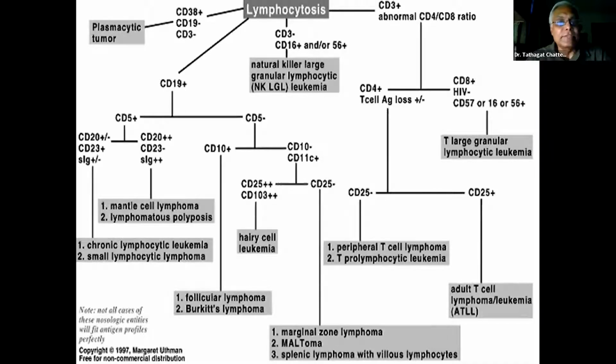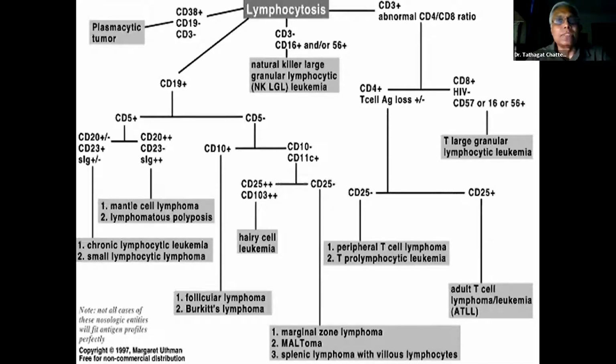If the CD5 negative subsets are further CD10 negative, but CD11c positive, go ahead and do a CD25 and a CD103, which are strongly positive. You're dealing with a hairy cell leukemia. If the CD10 negative and CD11c positive subsets are CD25 negative, you are dealing with a marginal zone lymphoma, a myeloma, or a splenic lymphoma with villous lymphocytes.